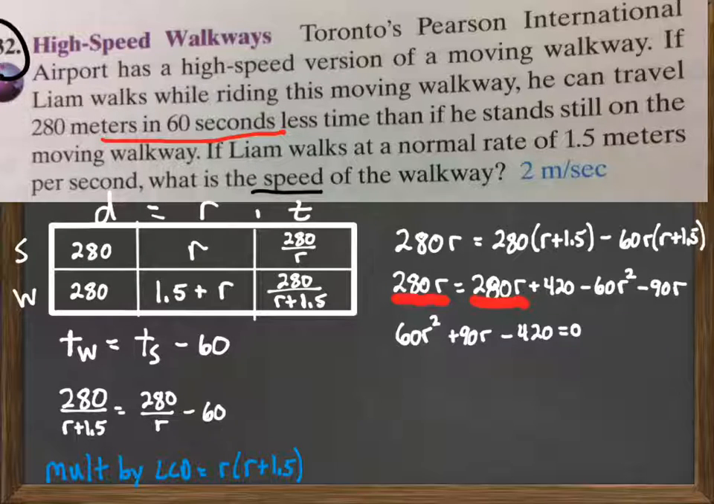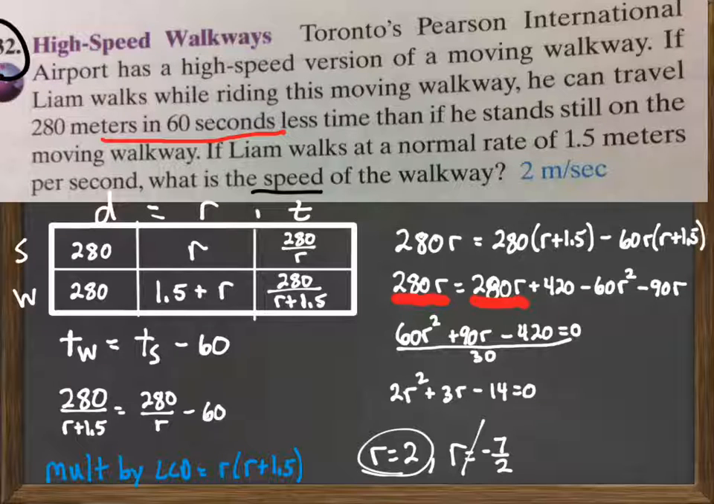You can start with the equation the way it is right now, but I'm going to clean it up some by realizing I can take 30 out of everything. That gets me down to 2r squared plus 3r minus 14 equals 0. At this point you want to solve that equation, so my advice would be pause the video and either use your quadratic formula or do it by factoring. When you do, you will get two answers for r: r equals 2 and r equals negative 7/2. Obviously the walkway is not going backwards. It's helping him get there quicker. And so r equals 2 meters per second would be the speed of the walkway.